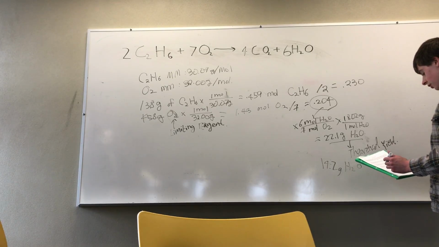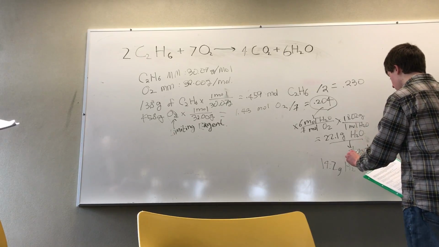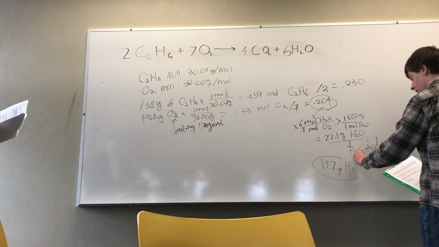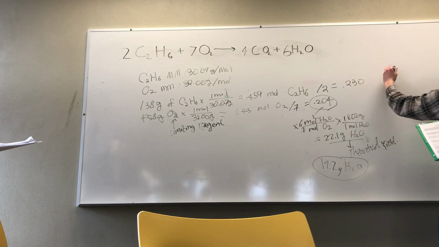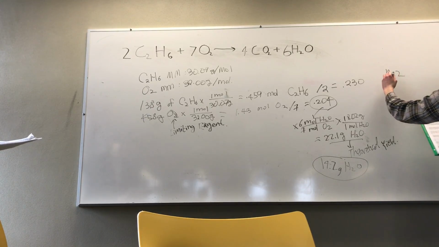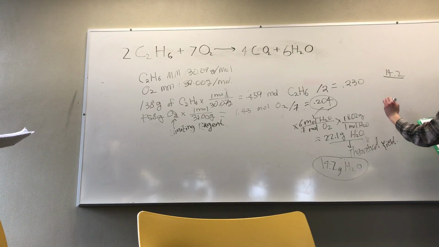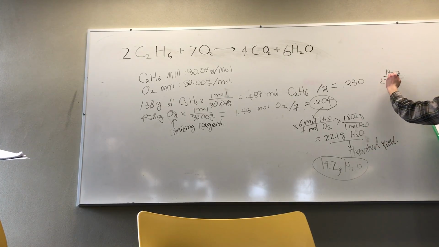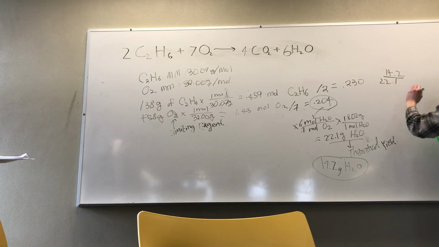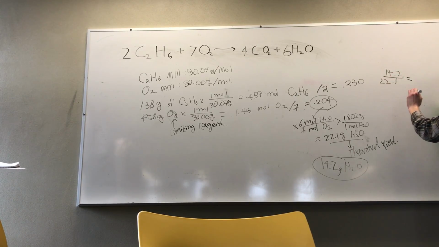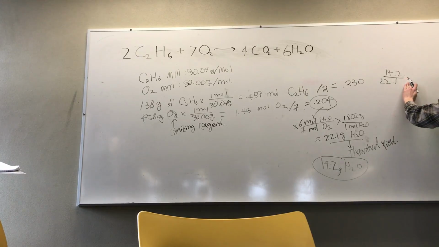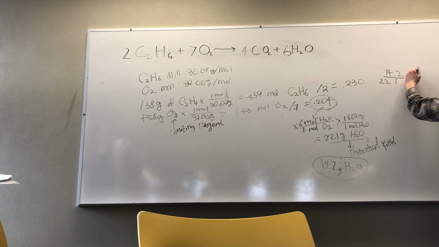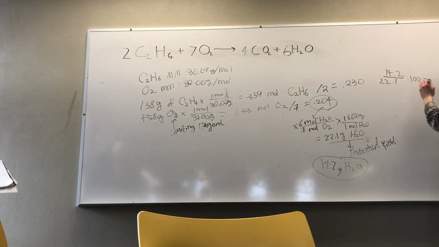Now the percent yield is the actual yield that we get, which is 14.2, divided by our theoretical yield, which is 22.1. If we divide that, times 100 to get into a percent, that equals 64% yield of water.